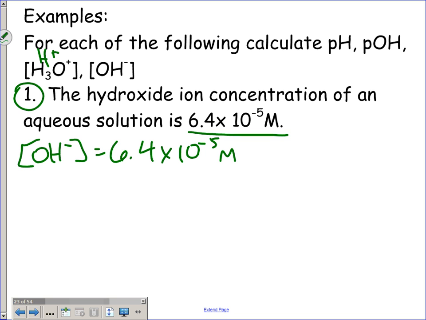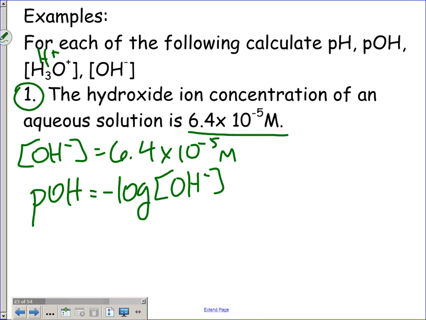Say again? I can look at the formulas and go, the only one I can plug into and get another answer is POH, because everything else has hydroxide, hydronium, or pH in it. I just don't have those values yet. You have to see which one you can plug into, and it's usually easy to tell because you can't have more than one unknown. So Darcy said POH is my next equation, and that should work for us, because POH is equal to negative log of OH concentration. I have that, right? What do I need to do?